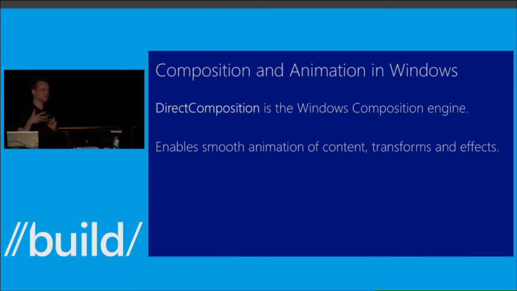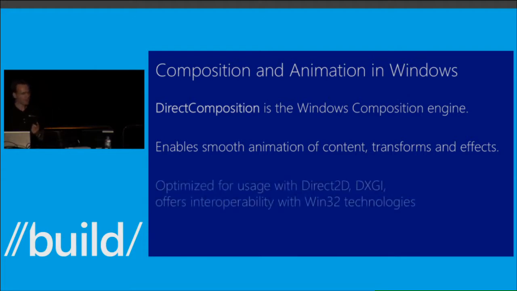So some of the effects that you see where tiles come in with a tilt effect are all achievable with direct composition. And you can also do non-rectangular clipping and opacity. Another important feature of direct composition is interoperability.